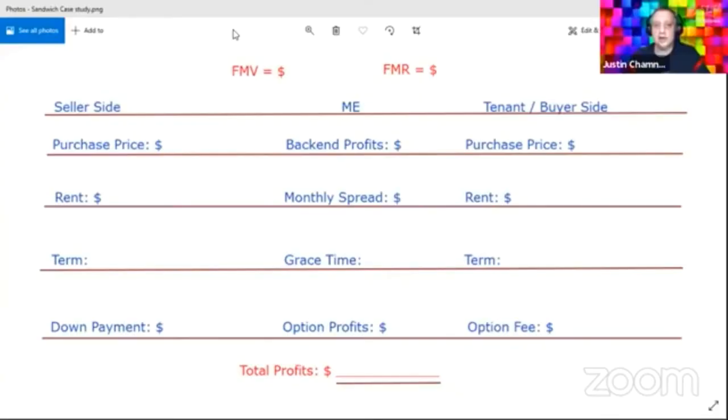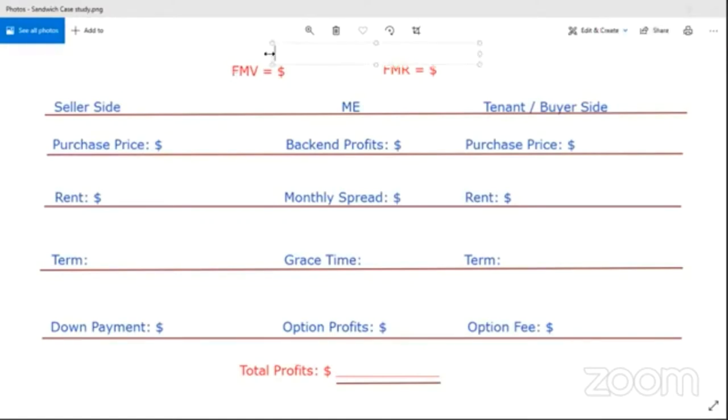Anybody want to tell me how much I would have made if I just did an assignment wholesale on this one? A wholesale lease option assignment. Remember, I took $12,000. I had to give $2,500 of that to the owner. That leaves me $9,500. I would have made $9,500, but because I'm sandwiching it, I'm going to make 29 grand. Big difference, guys. This one here, that was bread and butter. This one here, we're going to call it something different.